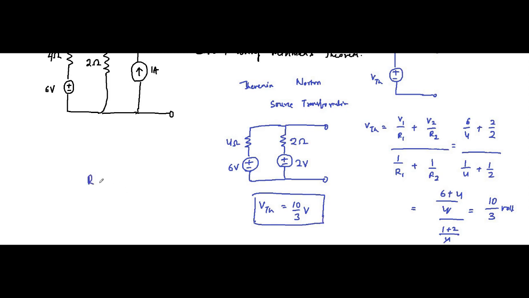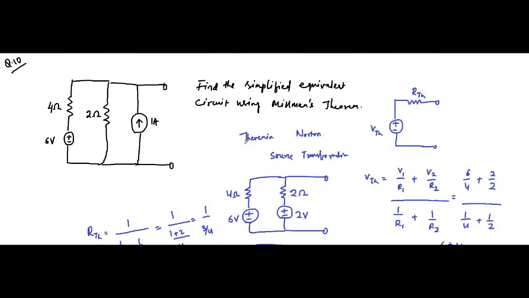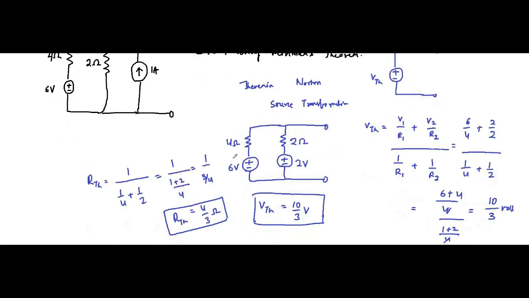Now RTH is simply 4 parallel 2, that is equal to 1 by 1 by 4 plus 1 by 2, which is 1 by 3 by 4, which is equal to 4 by 3 ohm. So RTH is equal to 4 by 3 ohm. So this is the Thevenin approach. Another thing you can do is go the Norton way.